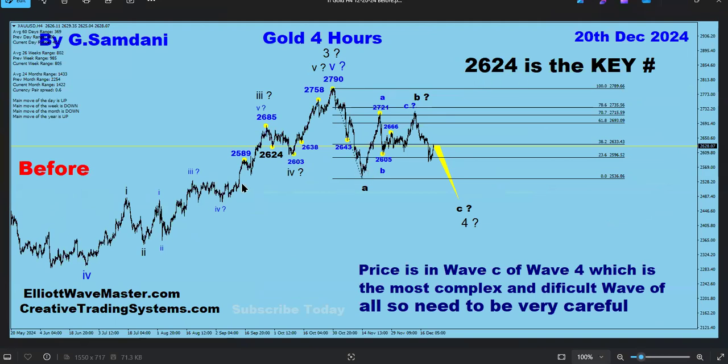26.24 is somewhere here. This is 26.38. Here, 26.24, right? So I said, if we drop below, then yes. If not, then we go up. So that is a key number. Key number means it's either or can happen, right?